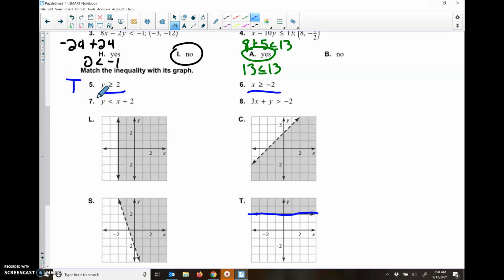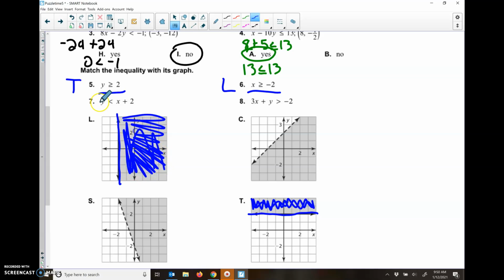And then since X is greater than or equal to -2, then we're looking for a straight up and down vertical line, and everything greater than -2, so that's going to get matched with L. So remember, the part that's shaded is what is true about the equation. Y is greater than or equal to 2. That means everything up here gets shaded, because that's numbers like 3, 4, 5, and everything we can't see. X is greater than or equal to -2. Everything to the right gets shaded, like -1, 0, and then all the positives, 1, 2, 3, 4, 5.